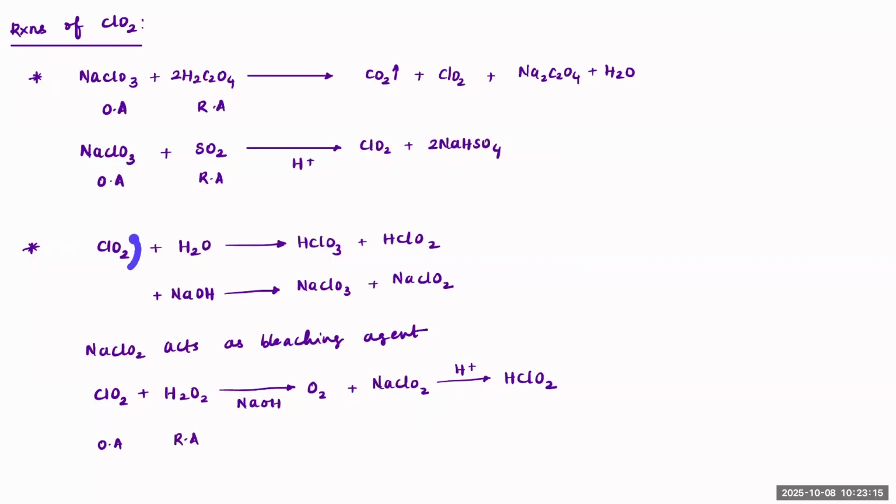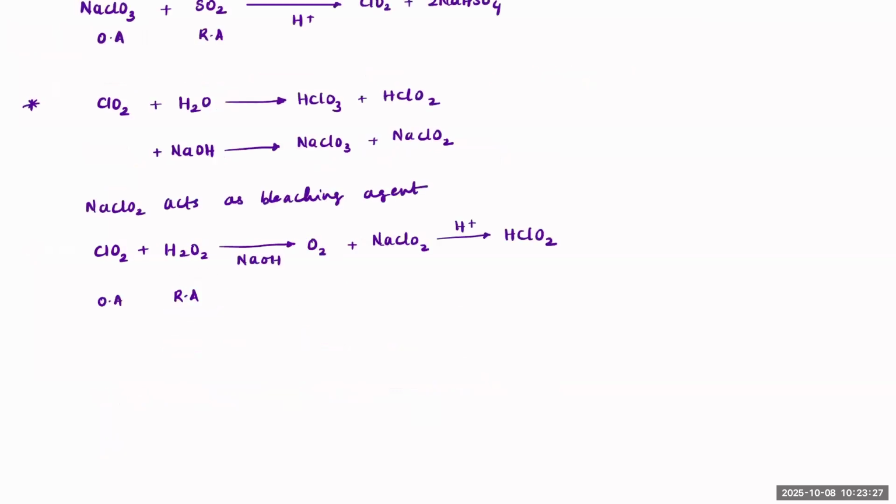This ClO2 on hydrolysis, because it's a mixed oxide, will give HClO3 and HClO2. And if you add it with NaOH, it will give NaClO3 and NaClO2. And NaClO2 also acts like a bleaching agent. That is ClO2. When you react with H2O2, it will become O2 plus NaClO2. And this NaClO2 on hydrolysis will give you HClO2. That's how it can be prepared as well as used as a bleach. Got it? So this is the part that is usually asked.